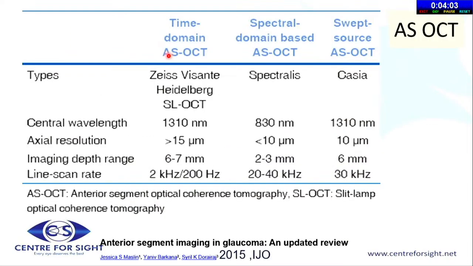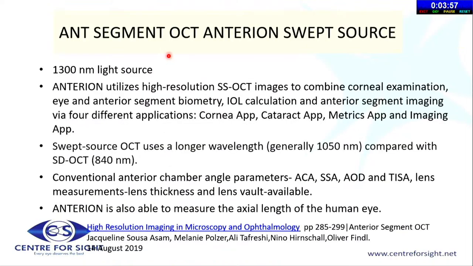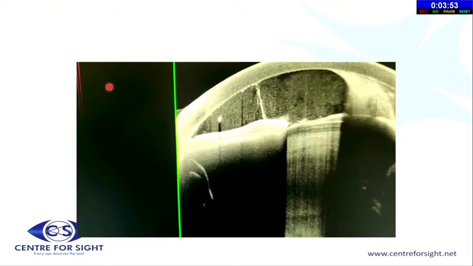Don't forget the anterior segment OCT. That is the Anterion, and this might come as a short note. Anterion uses a 1300 nm light source. I'm going to show you a picture, I don't know whether it's going to run or not. But this is the Anterion which is available in our center. We took the picture of something that we could not see at all, and it has such fantastic high resolution that we could see every structure that was available out there.